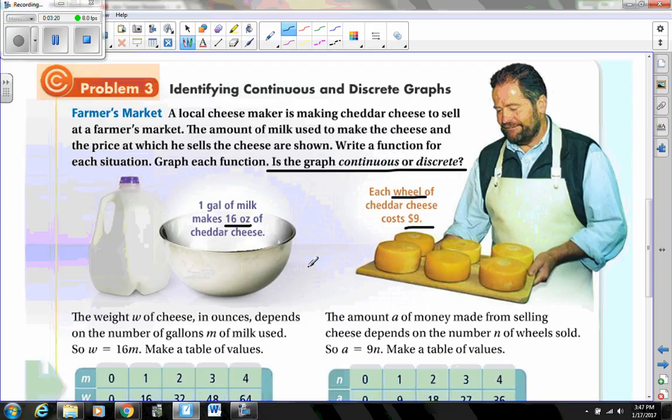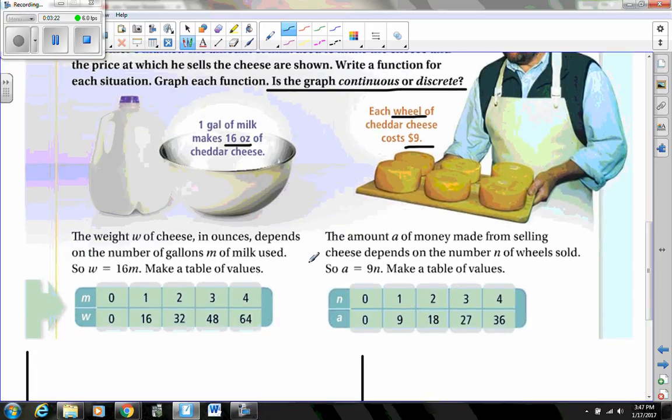So if we look at the milk making example, we're making the cheese with 1 gallon of milk for every 16 ounces of cheese. So the weight of cheese in ounces depends on the number of gallons, M, of milk used. If I use 0 gallons of milk, I make 0 ounces of cheese. If I use 1 gallon of milk, I make 16 ounces, 2 gallons of milk, 32 ounces, 3, 48, 4, 64, and so on and so on.